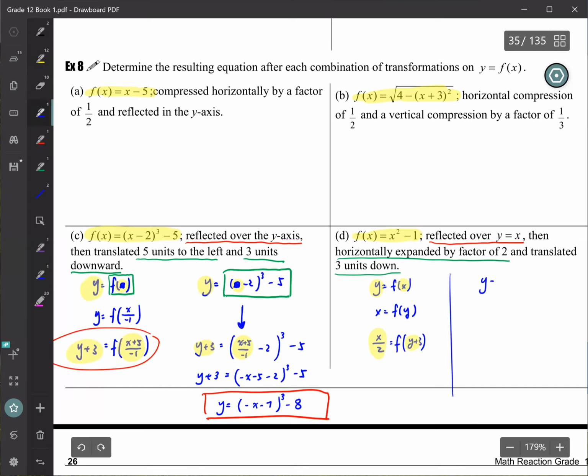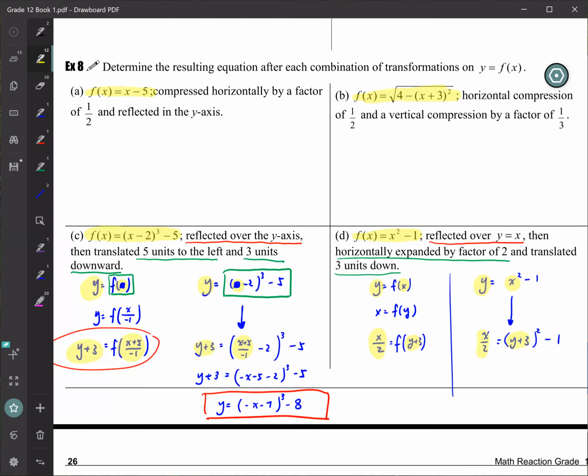So now if you look at the question that they give you, the y will be replaced with x over 2, because of the inverse. And then the x will become y plus 3. Okay, so look at the yellow highlighted. Yellow highlighted means what's being replaced. But then you cannot leave your answer like that.